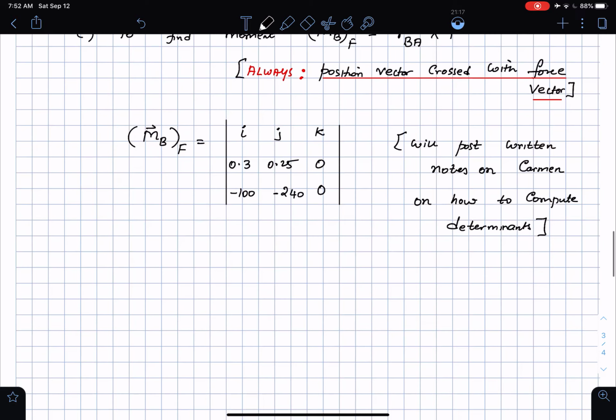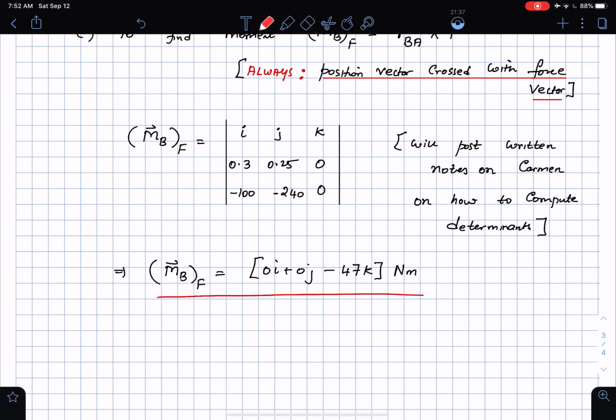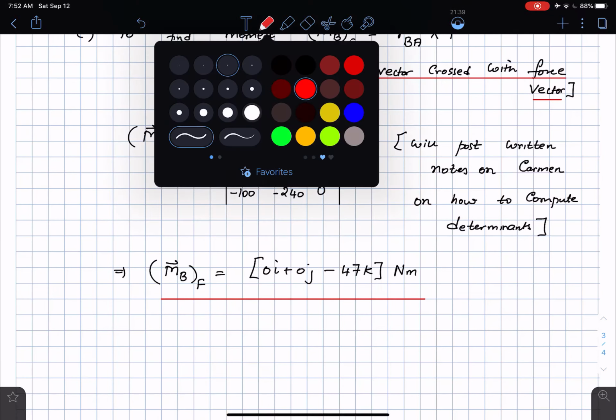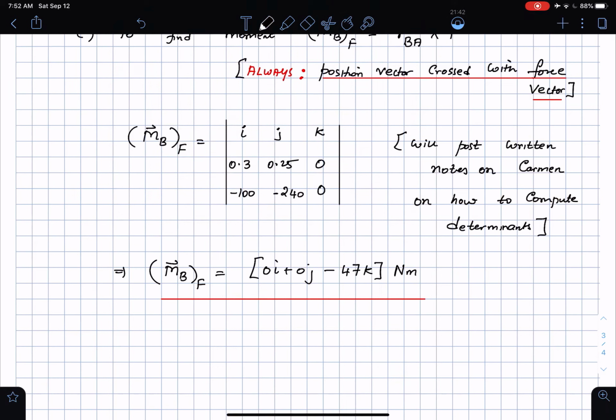Okay, so if you do the math, then you will end up getting MB due to F, and what do you know? It's going to be the same thing. So let me write it this way. So it's going to be 0i, 0j, minus 47k Newton meters, which is the exact same answer as we had from the scalar approach. So the approaches should not give you different answers. If they do, then something is wrong, right? So this is the same as that from the scalar approach.